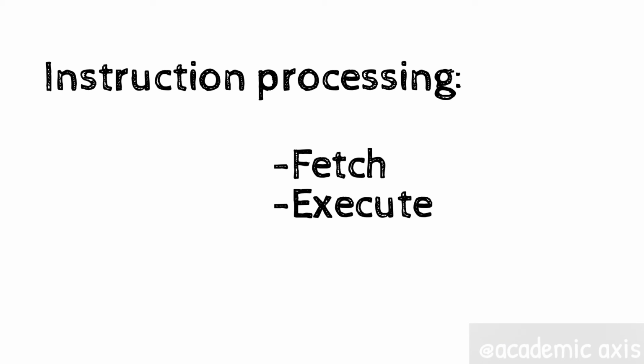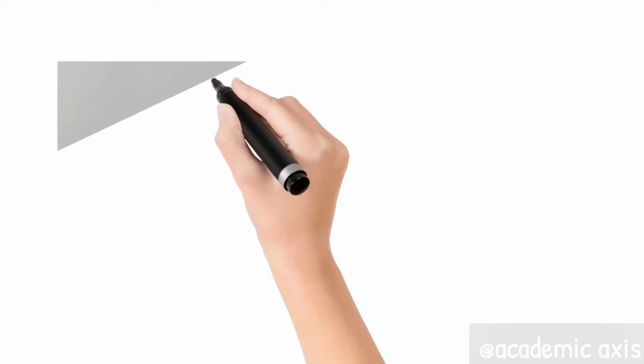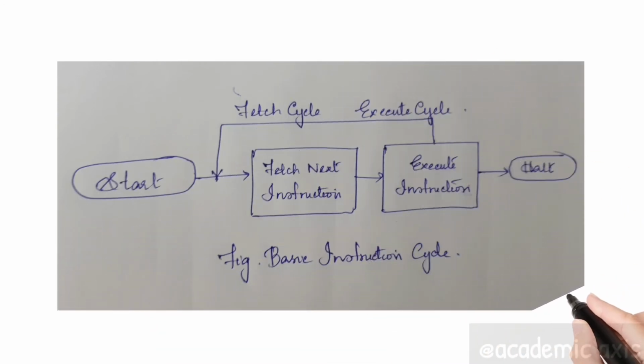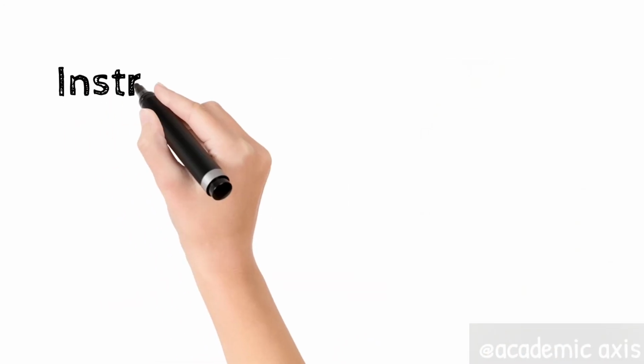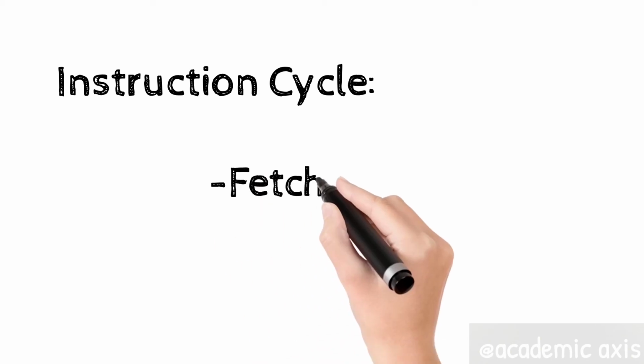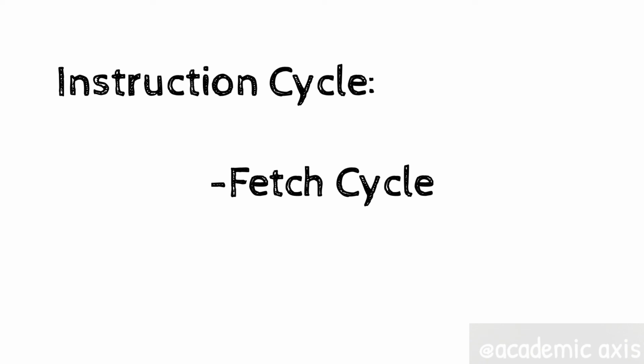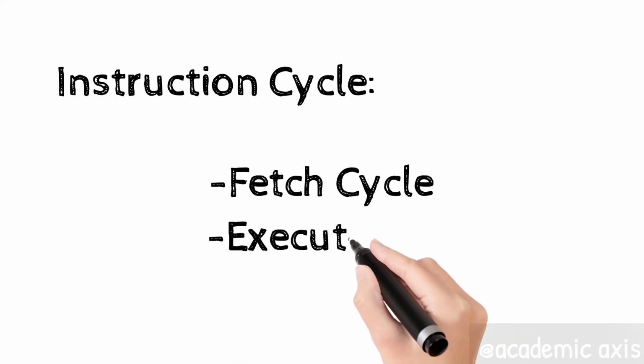The CPU fetches instructions from memory one at a time and executes each instruction. The processing required for a single instruction is called an instruction cycle. There are two steps: the fetch cycle and the execute cycle. The program execution halts only if the machine is turned off or a program instruction that halts the computer is encountered.